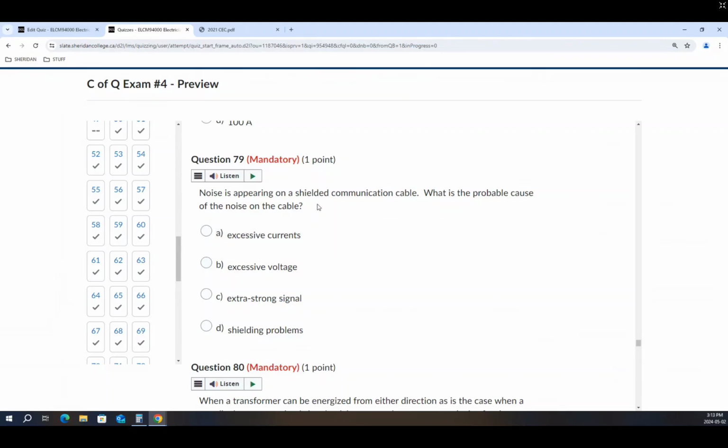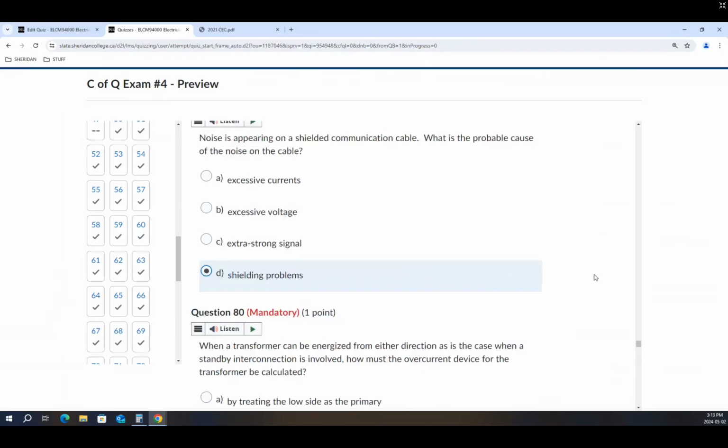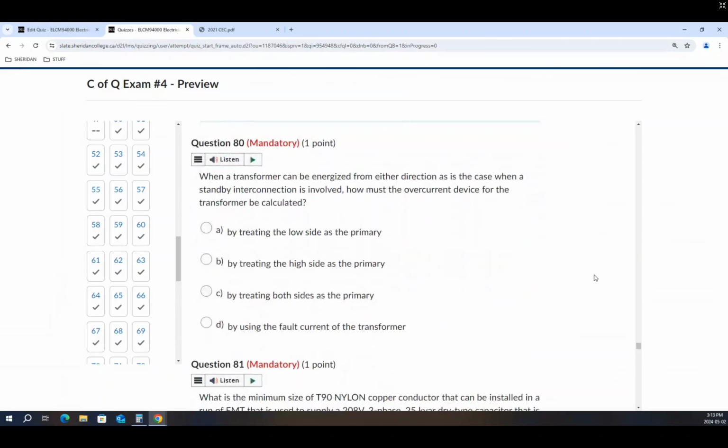Noises appearing on a shielded communication cable. What is the problem? Cause. Shielding problems. The shielding should only be connected at one end. Question 80. The transformer can be energized from either direction, as is the case with standby connections involved. How will the overcurrent device for the transformer be calculated?